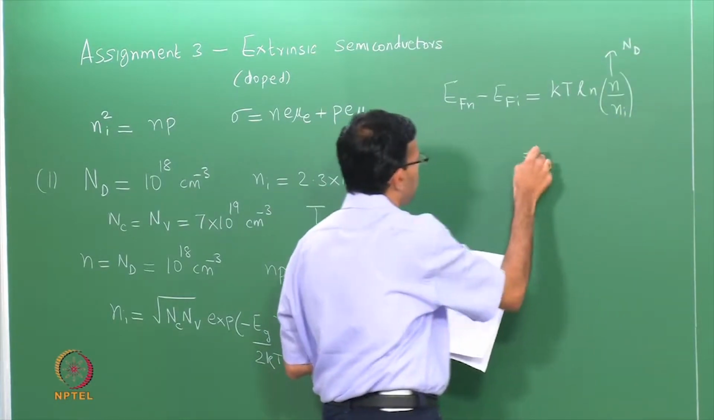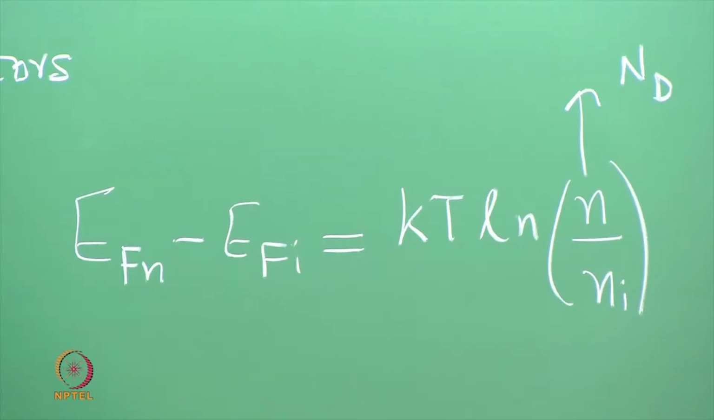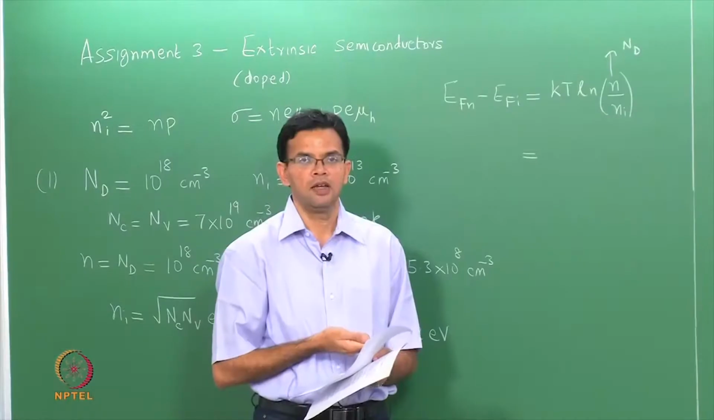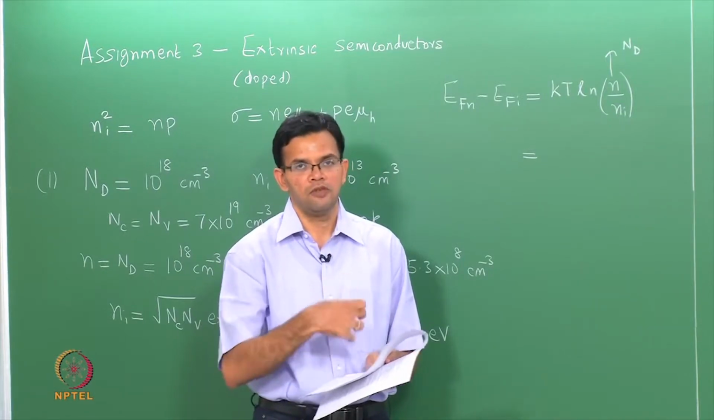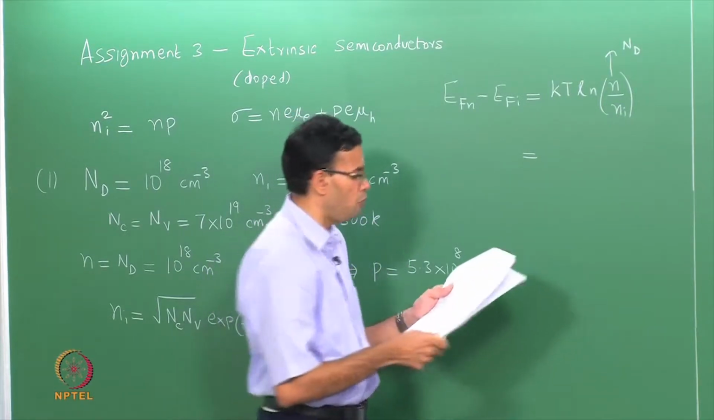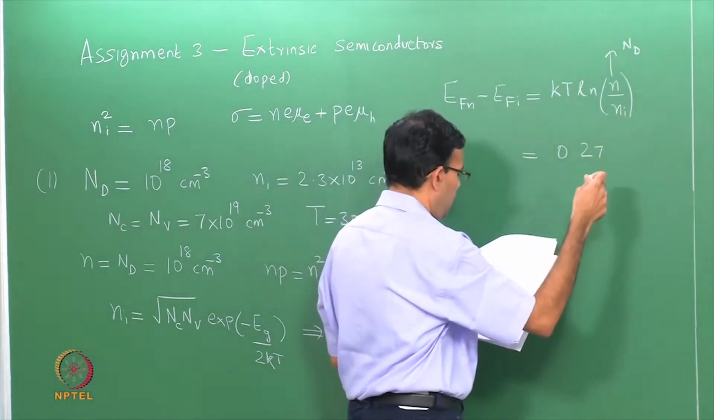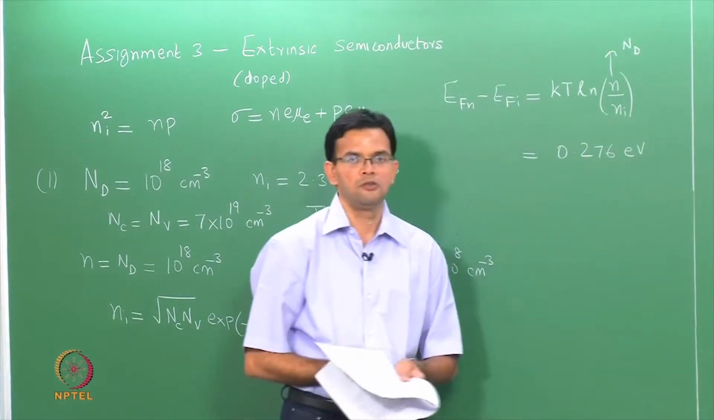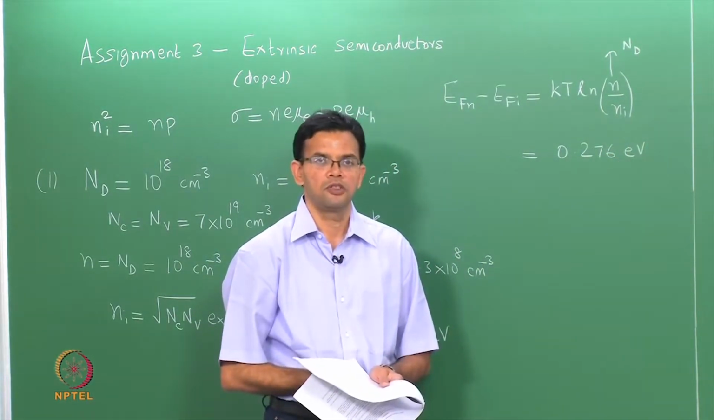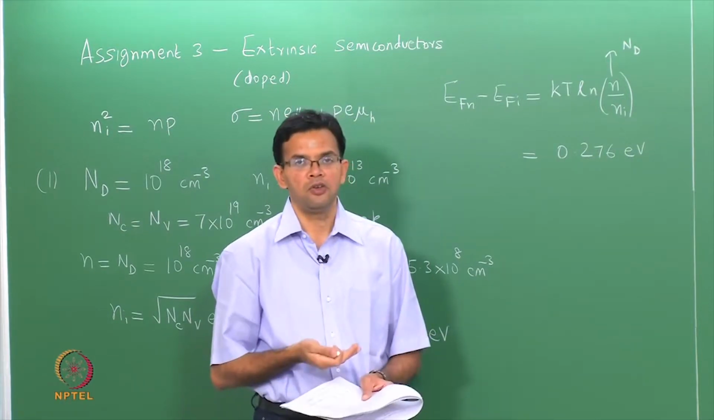So, we can substitute all the values, we can use k in the SI units, but then we need to divide by 1.6 times 10 to the minus 19, so that we convert it back to electron volts. If you do this, EFN minus EFI is 0.276 electron volts. In this particular case, Nc is equal to Nv.